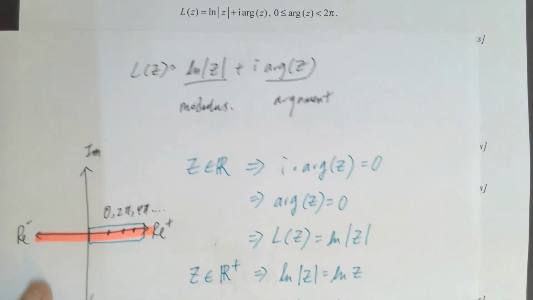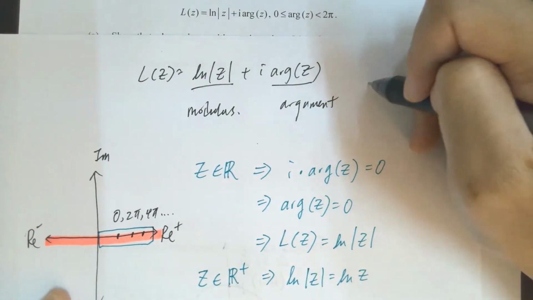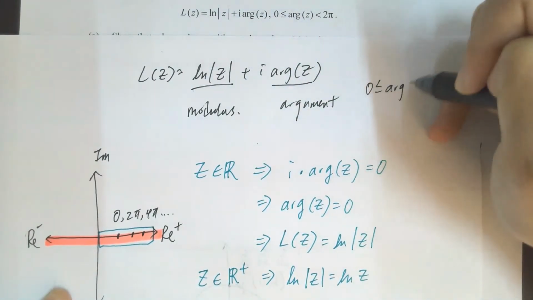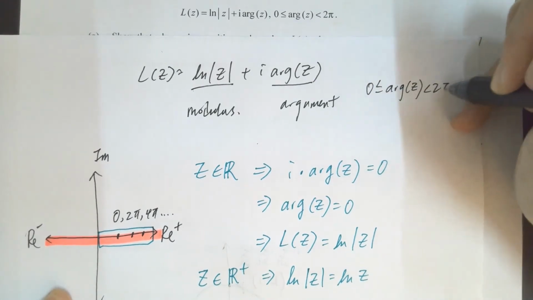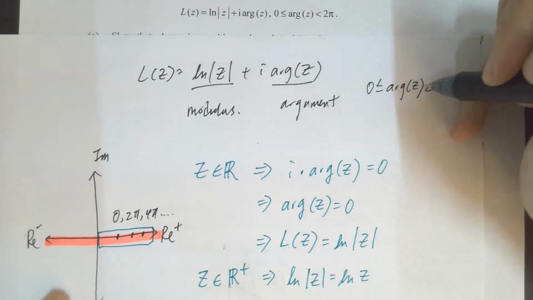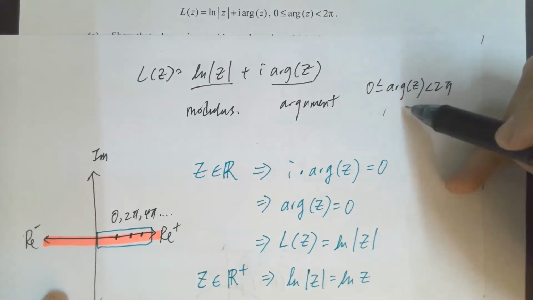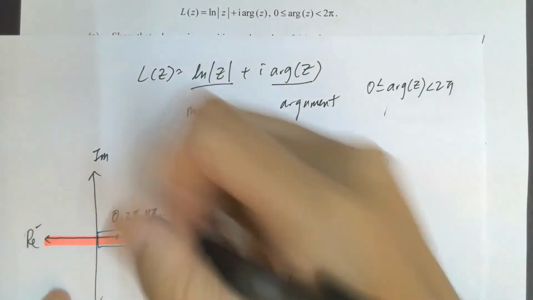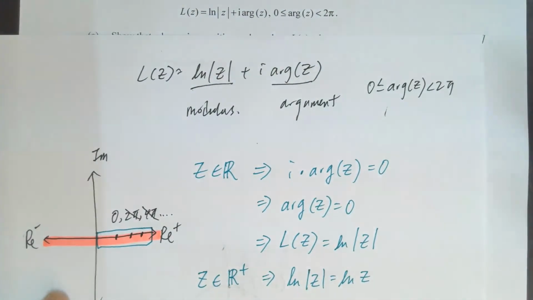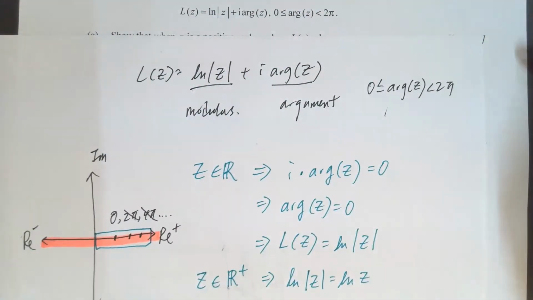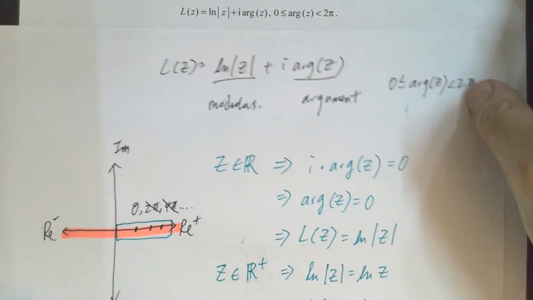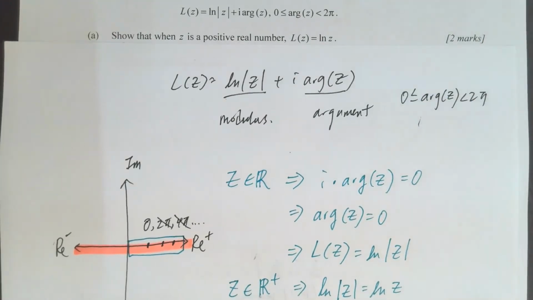If you go back to the question, it does say the argument is between 0 and 2 pi. So therefore it has to be 0. The argument of z has to be 0, so we eliminate the other conditions. So even if you just do a sketch, you could quickly identify what the question is about. I hope this has been helpful.